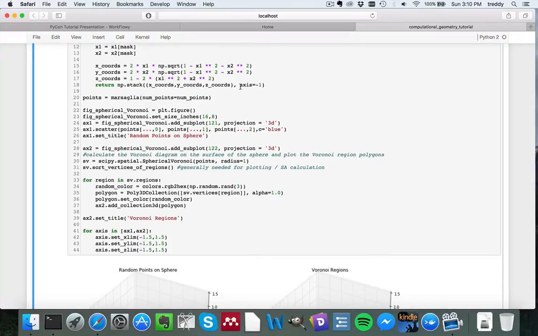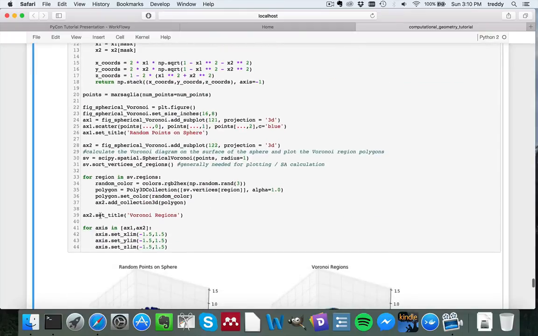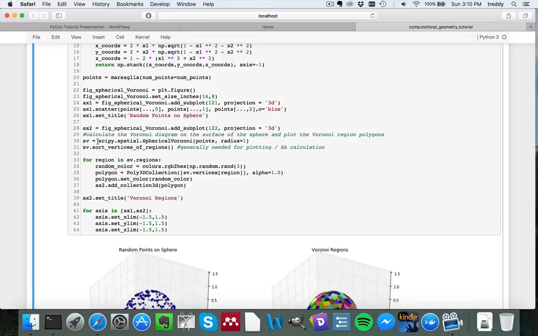So we're just stacking them here because we've produced each of those three columns separately. And here we're going to work with 600 generators, so 600 random generators on the surface of a sphere. And you can see that we've used this brand new scipy.spatial.SphericalVoronoi on the input data points, specifying the radius. Also important to note that we use this sort_vertices_of_regions method. You don't have to sort the vertices if you don't want to.